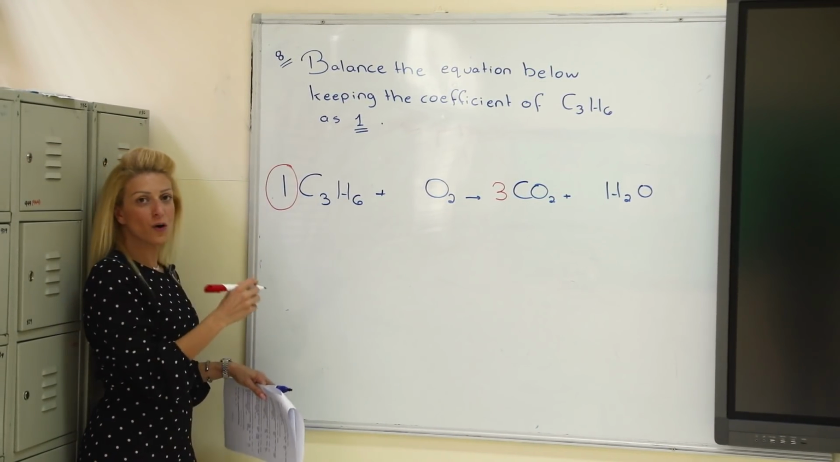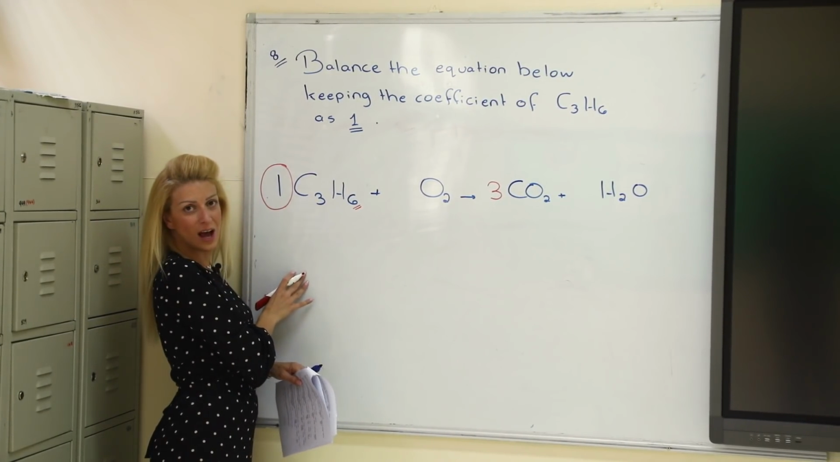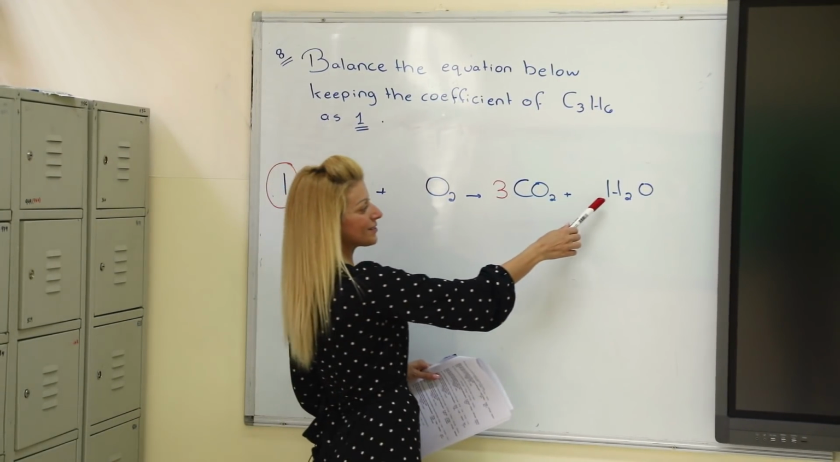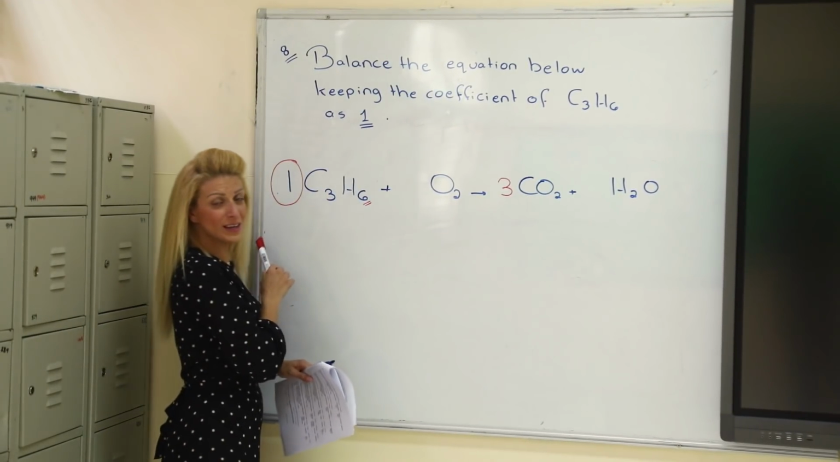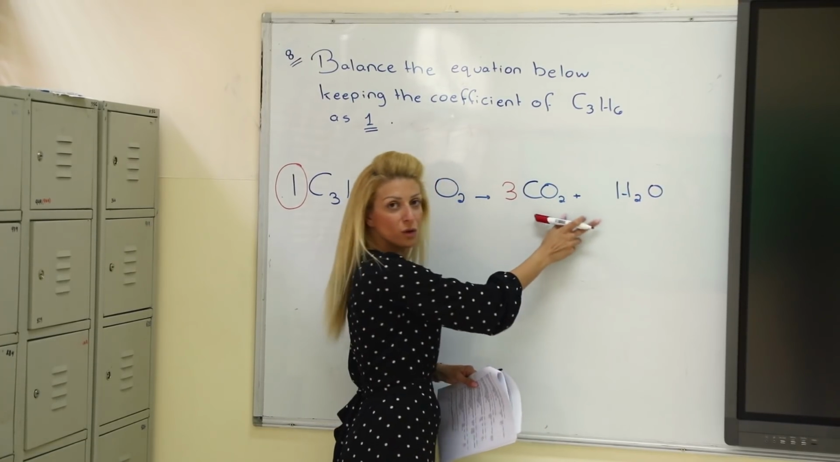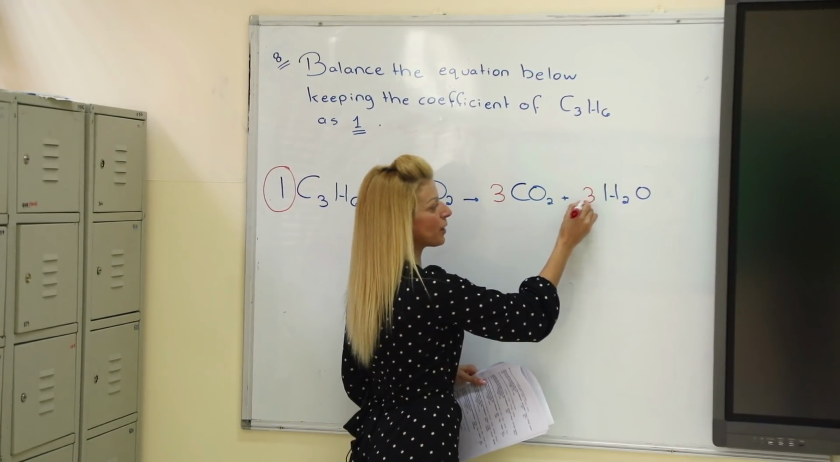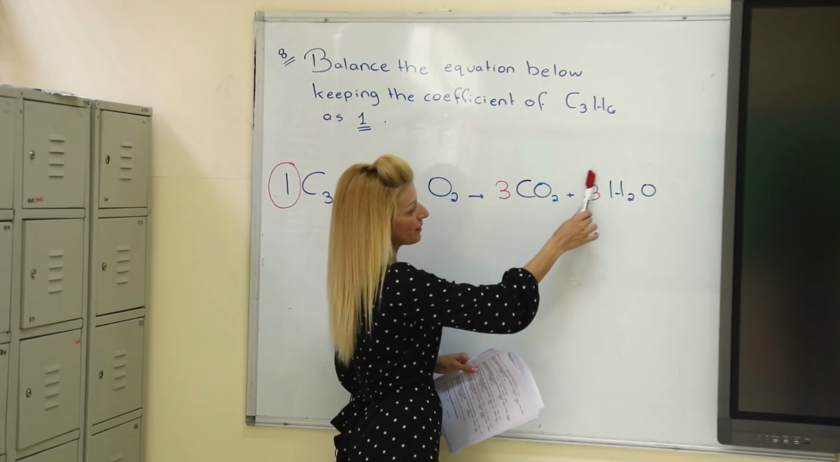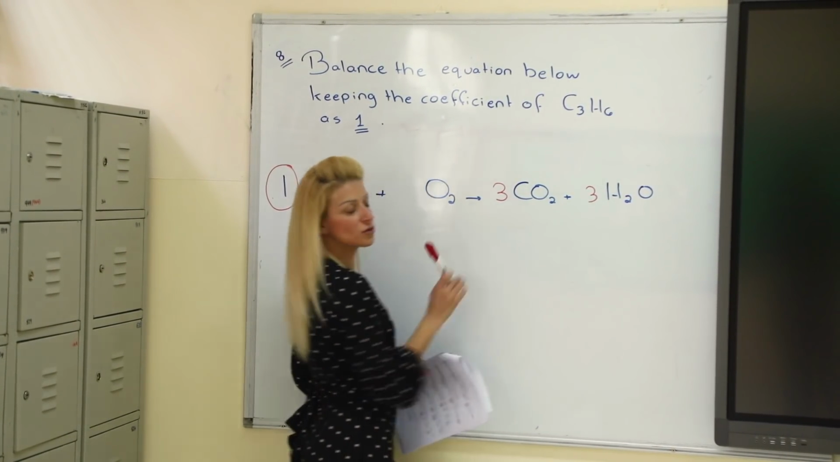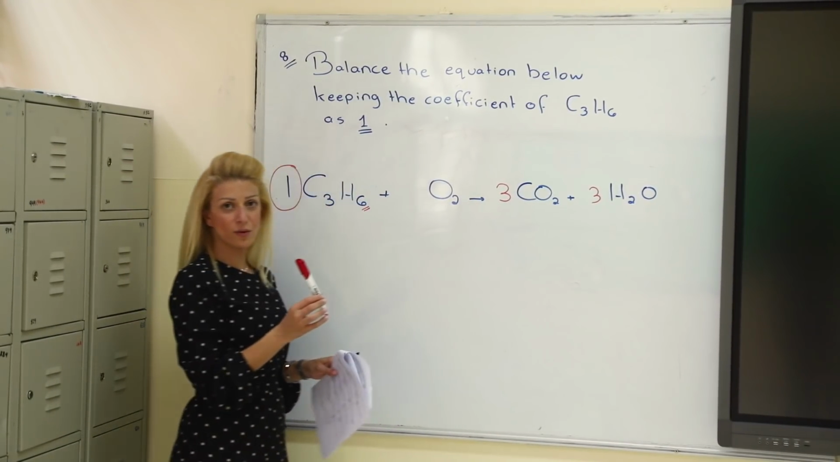We do the same for hydrogen. On the left side, we have 6 H atoms. So on the right side, I must make the number equal to 6. But we only have 2 in each water molecule. So to make it 6, we need to multiply by 3. So when we place a 3 here, 3 times 2 is 6. We have 6 hydrogen atoms on the right.